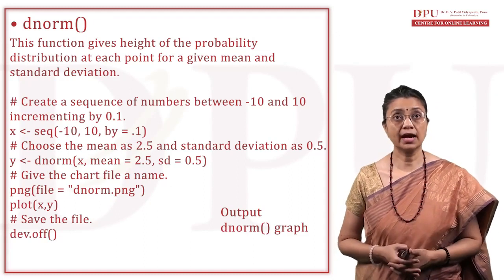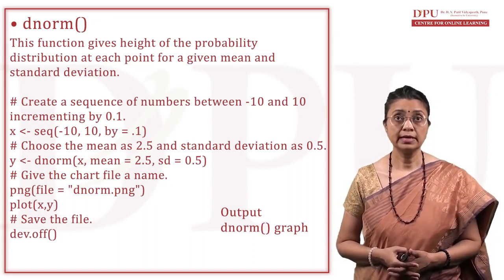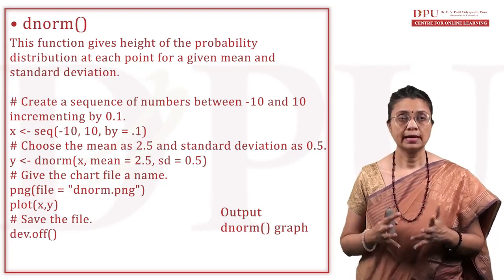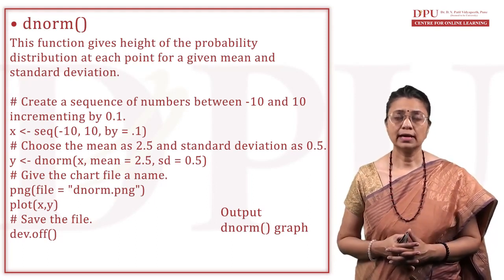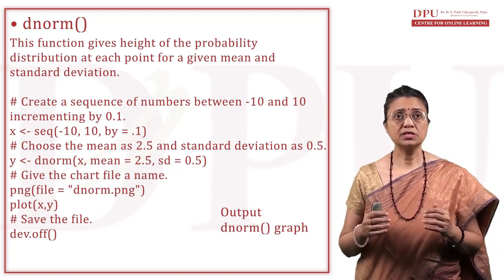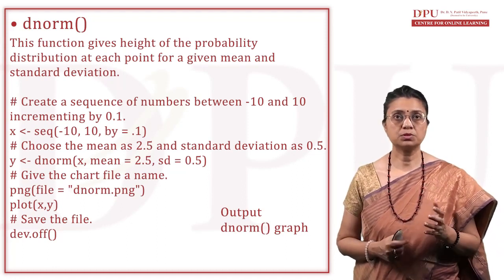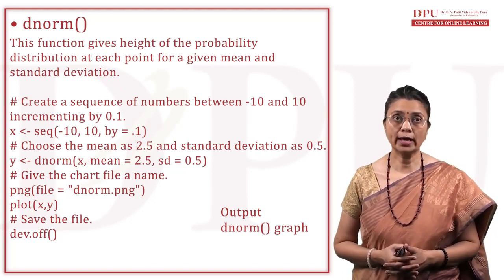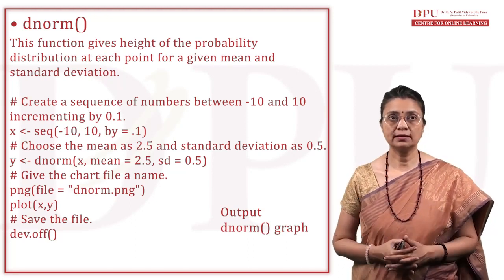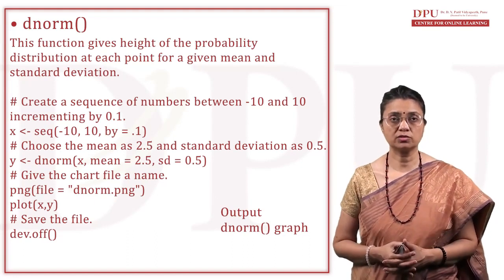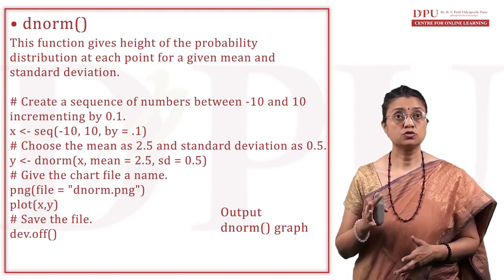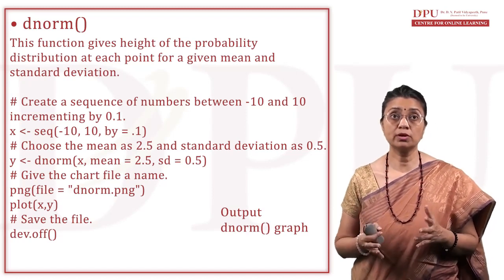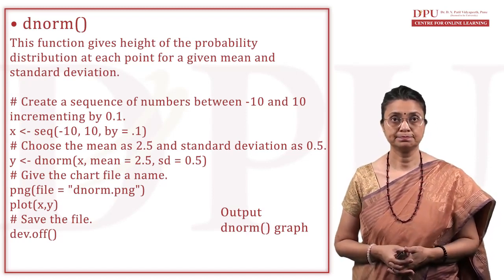This function gives height of the probability distribution at each point for a given mean and standard deviation. Let's understand this code and see how it happens. First, we create a sequence of numbers between -10 and 10 and incremented by 0.1. So you can see over here that I've called the sequence function from -10 to 10, and by incrementing 0.1, I'm storing the sequence result in x.